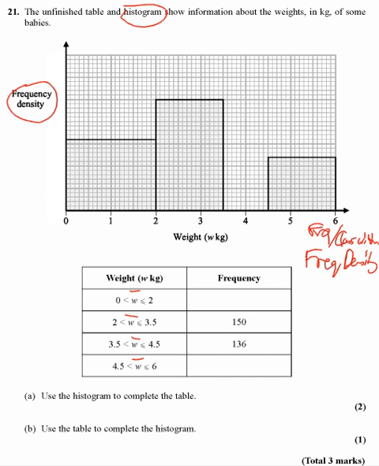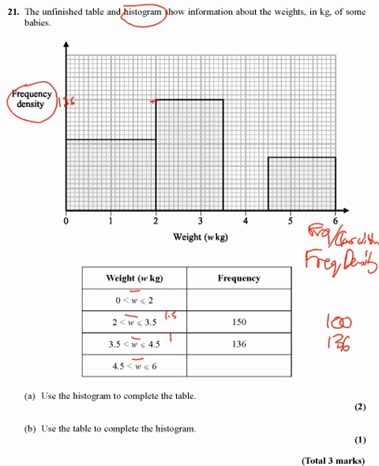Well, we've got two pieces of information in the table. Here the class width is 1.5. Here the class width is 1. So we do 150 divided by 1.5. Frequency density is 100. And here we do 136 divided by 1, so it's 136. So that gives us the scale for this. We know that the 2 to 3.5 is 136. This is a really helpful scale, isn't it?